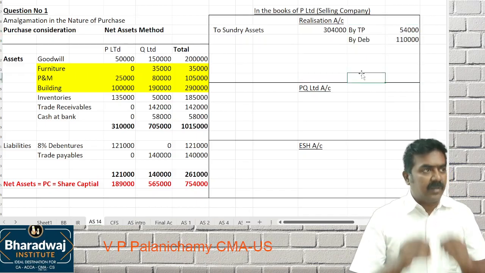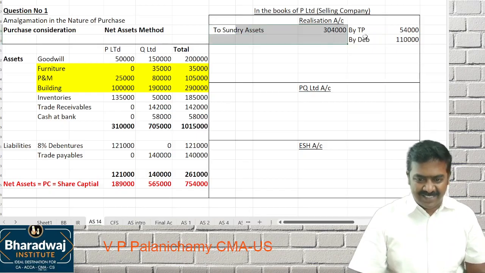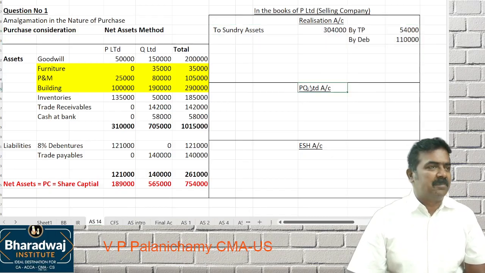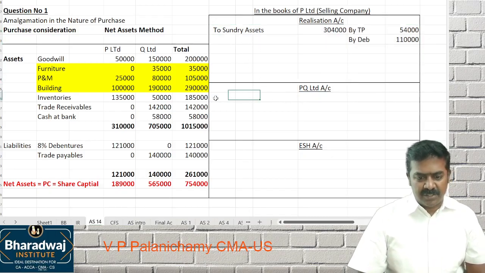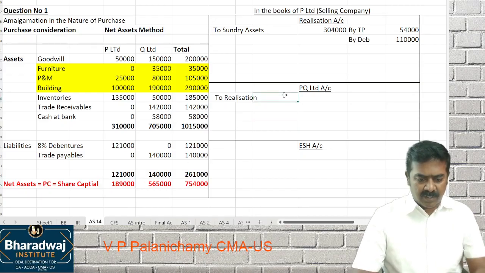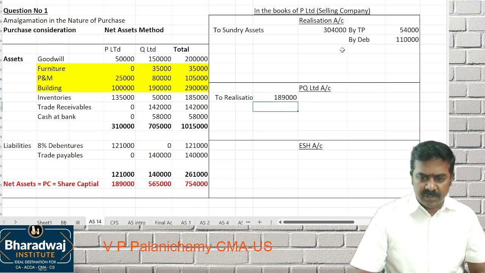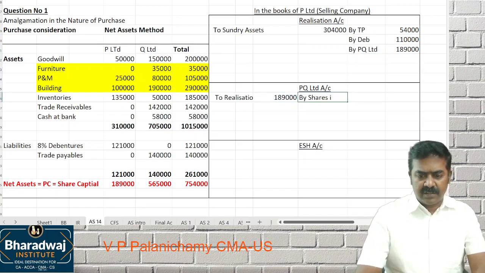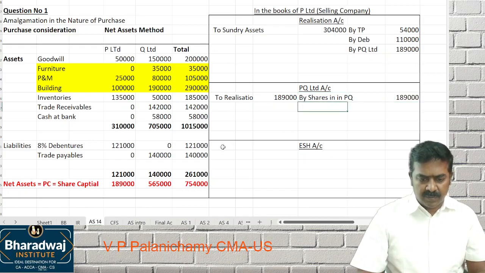Creditors, the liquidator has to pay. Liquidation expenses and creditors, whoever they are, the liquidator has to pay. What do you mean by liquidator? The selling company's liquidator will take care of paying. Then purchase consideration due to realization account. What is the purchase consideration for the first company? 1,89,000. This will come as by PQ Limited purchase consideration 1,89,000. Then how are we getting this? By shares in PQ Limited, we are getting this 1,89,000. Then wait.